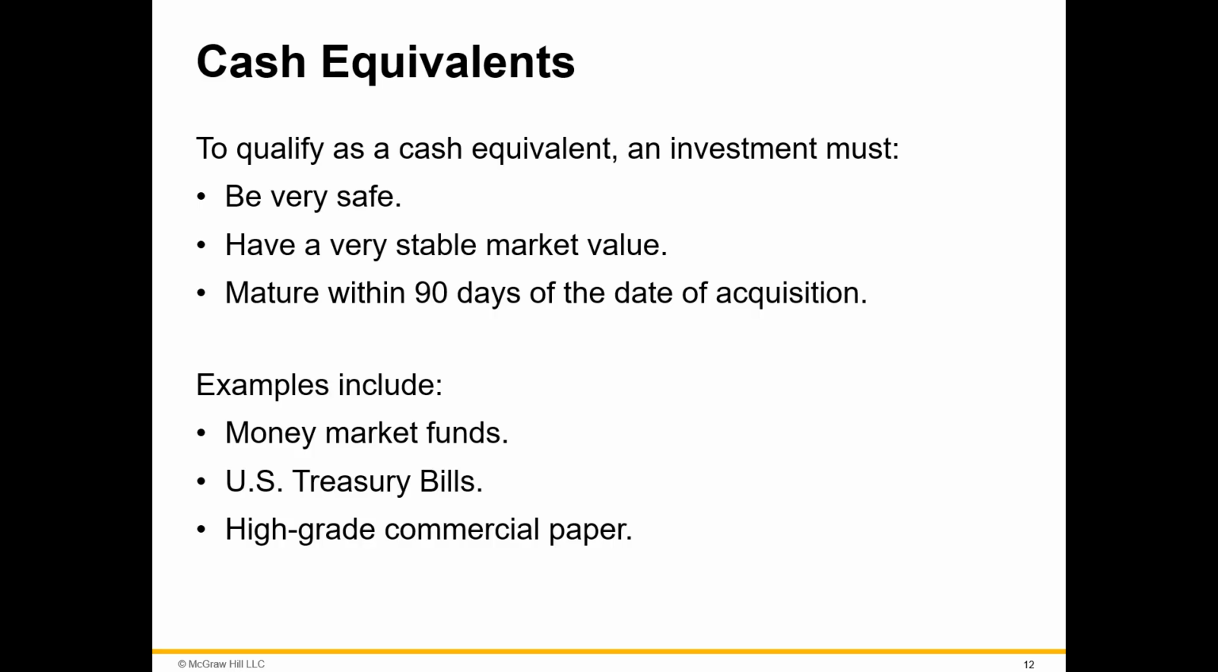And typically 90 days would be associated with US Treasury bills. There is a 90-day Treasury bill. And so if it's 90 days or less, you're going to include that as a cash equivalent. Money market funds are essentially funds held at an investment firm that can be invested or returned to you immediately, or high-grade commercial paper.